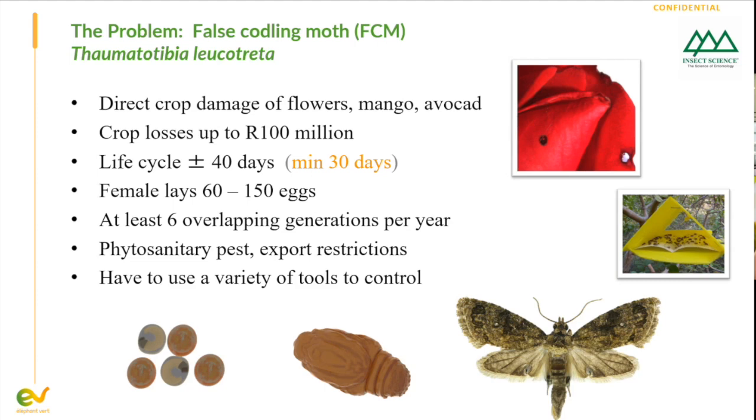And then lastly, because it is a phytosanitary pest, being mostly in Africa and not in other regions, there are stricter regulations that we have to adhere to before exporting any of our crops. Because of this, it's important to not just use one control type, but try to have a control at each stage of the life cycle, because we need to get a very low and good control.